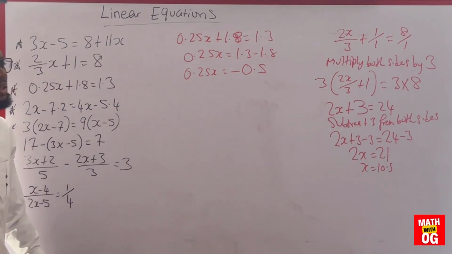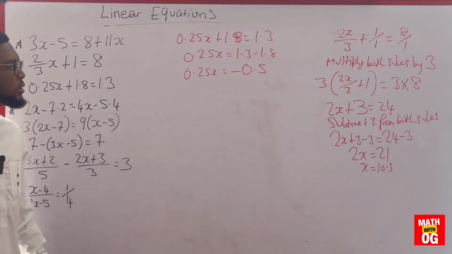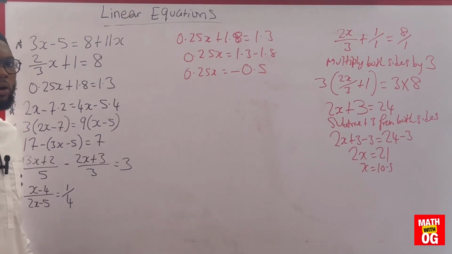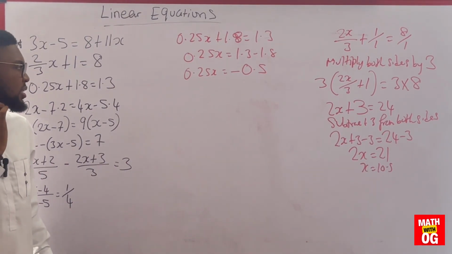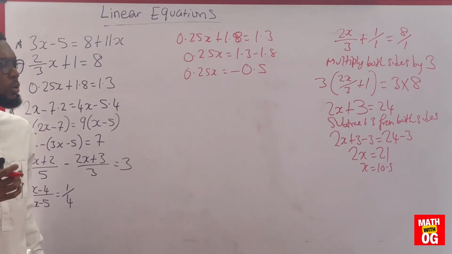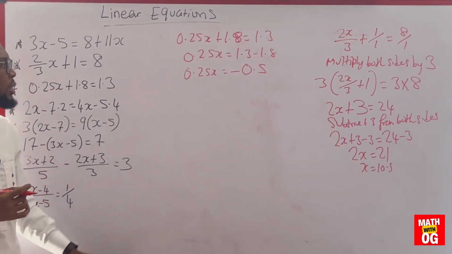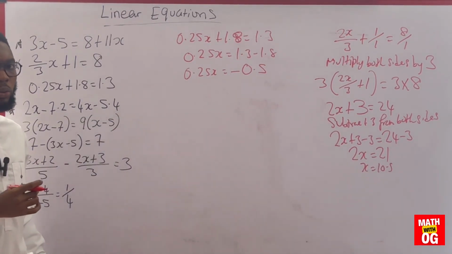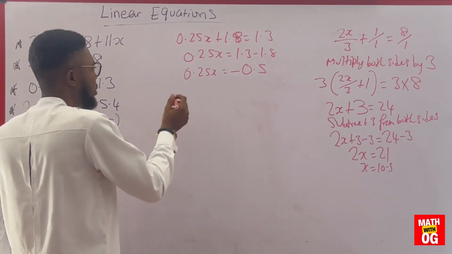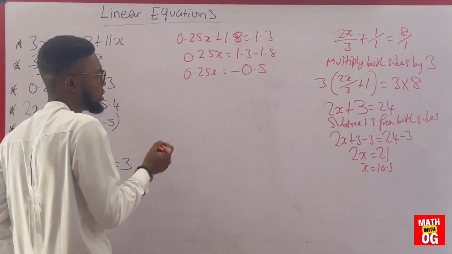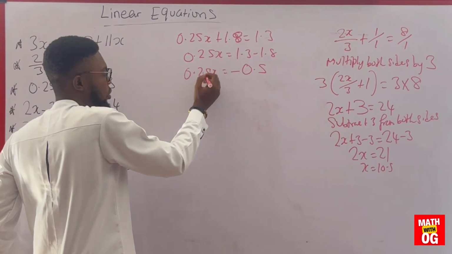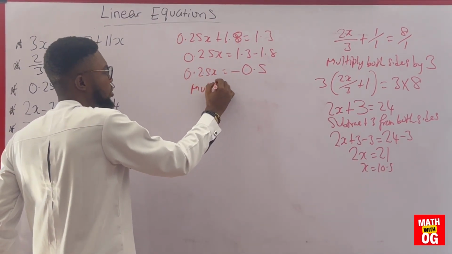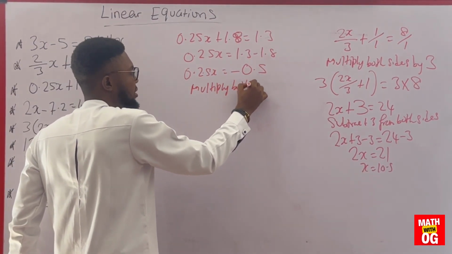Now I can divide both sides by 0.25, or you can use the other approach. Since some of us don't know how to work with decimals, let's make this guy be a whole number. To make this guy a whole number, I have to multiply by 100. I'll say multiply both sides by 100.